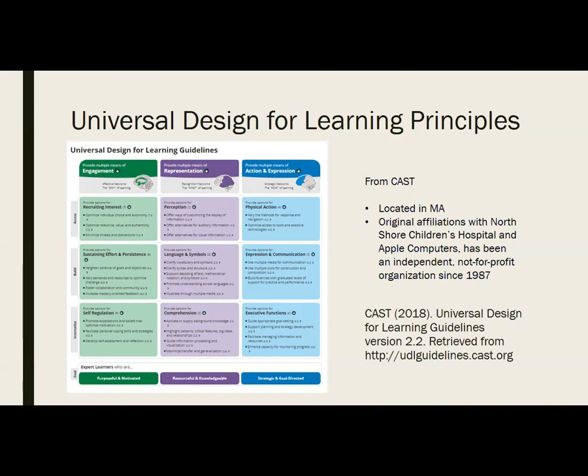And finally, about action and expression. So we have three major pointers here that we need to put into consideration. So we need to provide options for physical action and provide options for expression and communication, as we can see on the chart, and also provide options for executive functions. And each guideline has multiple descriptions to explain what a guideline entails, as underneath them here.